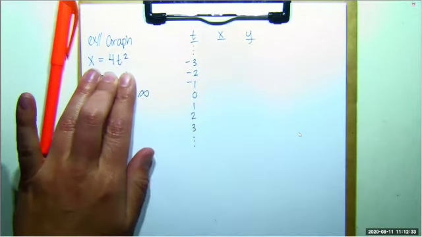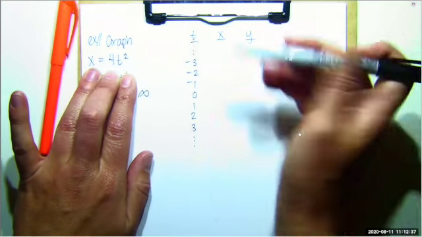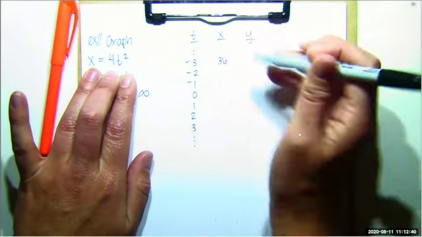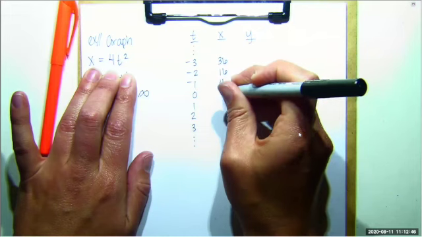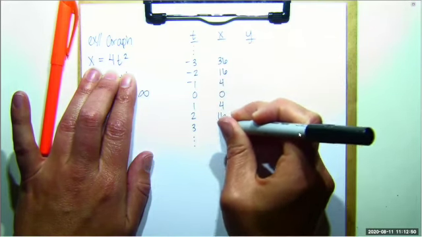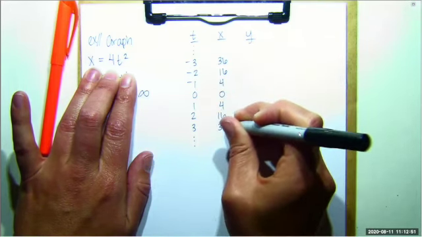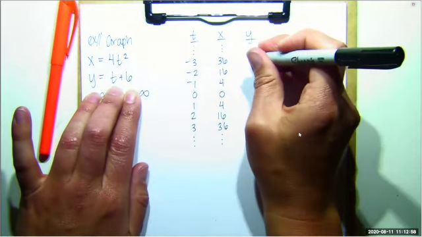So x is equal to 4t squared. When t is negative 3, that'd be 4 times 9, which is 36. When t is negative 2, we'd have 4 times 4, which is 16. We'd get 4, 0, 4, 16, 36. Y is equal to t plus 6. All I'm going to do is take these numbers and add 6.